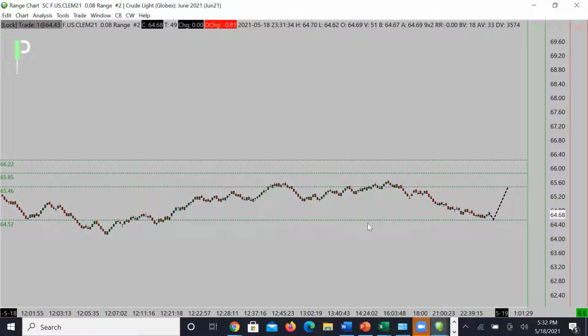So definitely some opportunities. If we can't break 65.46, we will look for a double top right at that area and then a move right back down into the middle area and then that support again. So those are the opportunities and the levels that we'll have on S&P 500, gold, and also oil.